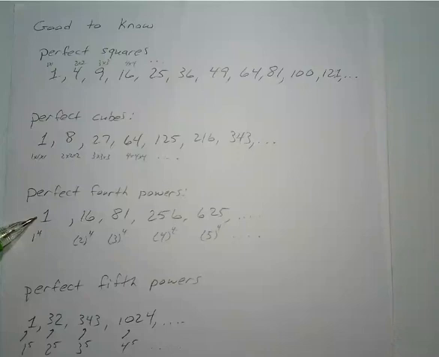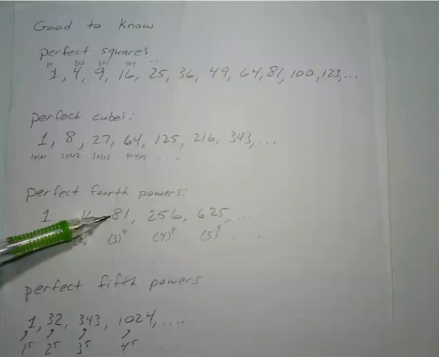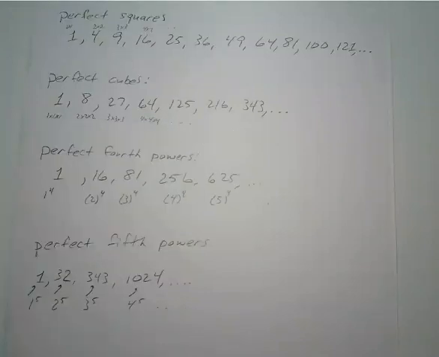Then you have your perfect fifth powers. Again, 1 to the fifth power is just 1. 2 to the fifth power is 32. 3 to the fifth power is 243. 4 to the fifth power is 1024, and it keeps on going. Again, you don't have to memorize them. You just want to recognize them in case they pop up, because they're more than likely going to pop up numerous times.